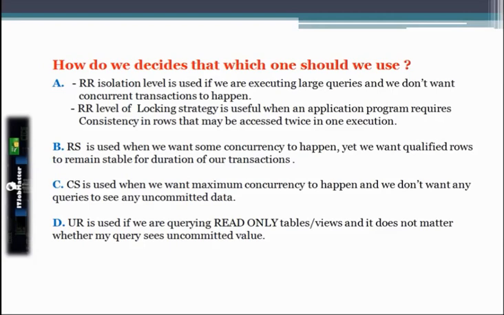Read stability level of isolation is used when we want some concurrency to happen, yet we want qualified rows to remain stable for the duration of our transaction. Cursor stability is used when we want maximum concurrency and we don't want any query to see uncommitted changes or uncommitted data. Uncommitted read is used if you are querying read-only tables or views and it does not matter whether my query sees uncommitted values or rows.